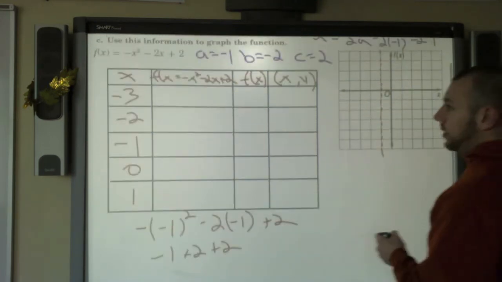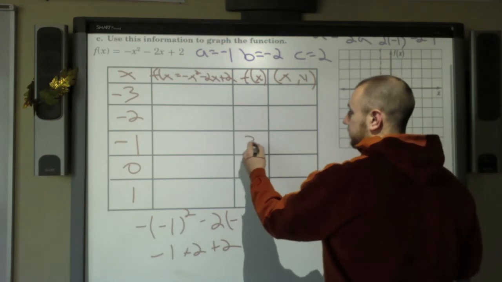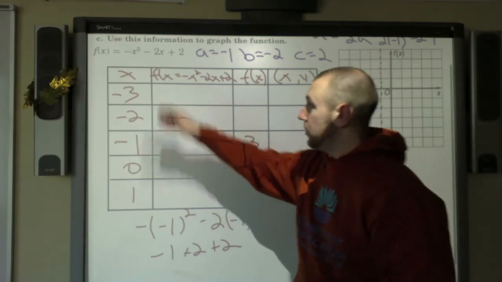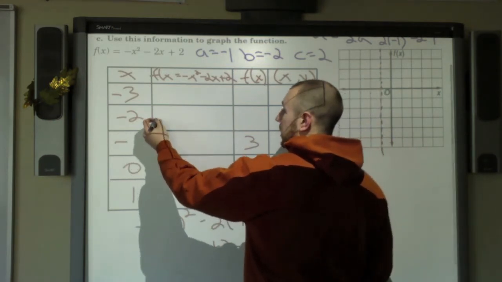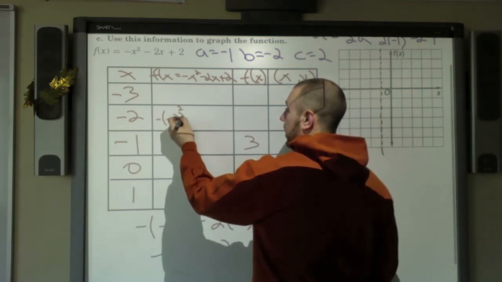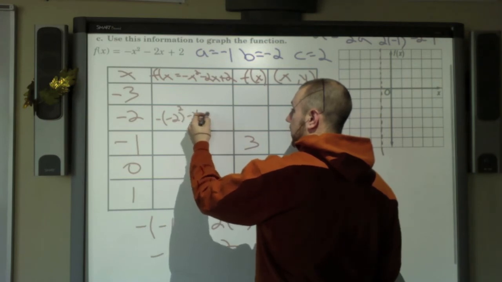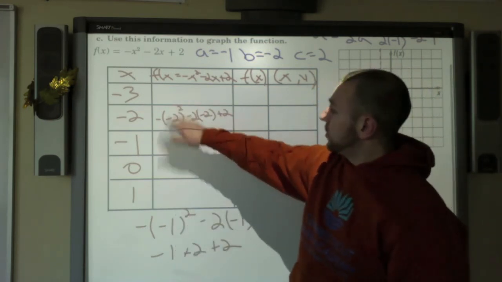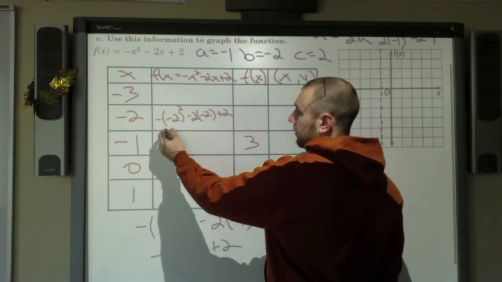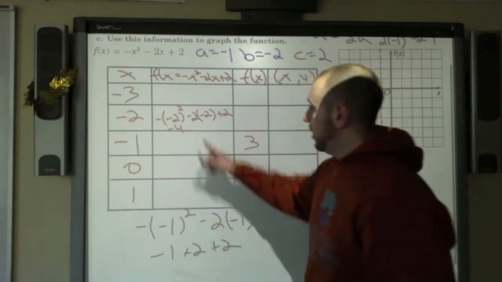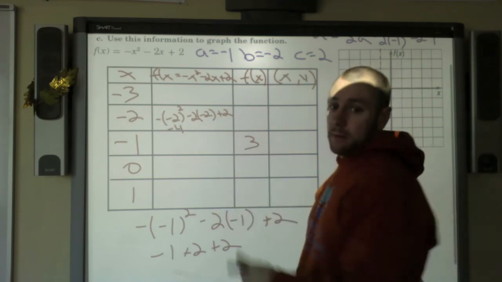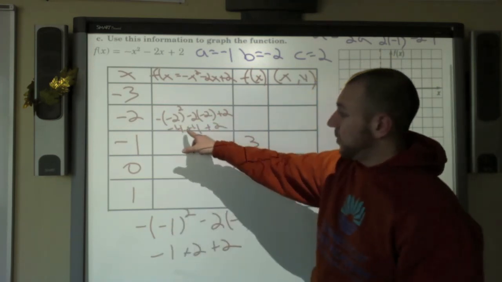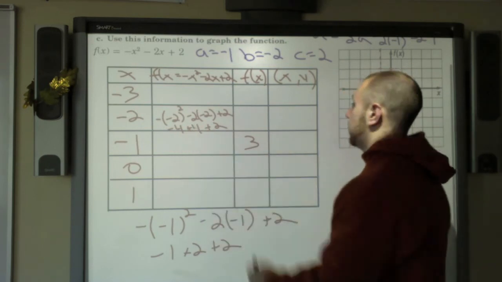Okay? I'm going to do the negative 2 next. Negative times negative 2 squared minus 2 times negative 2 plus 2. There's a lot of 2's there. Negative 2 squared is 4 times negative 1, negative 4. Negative times a negative is a positive, so plus 4 plus 2. This negative 4 plus 4 cancels out, so I'm really left with 2 there. Ooh. Let's do the 0 real quick.